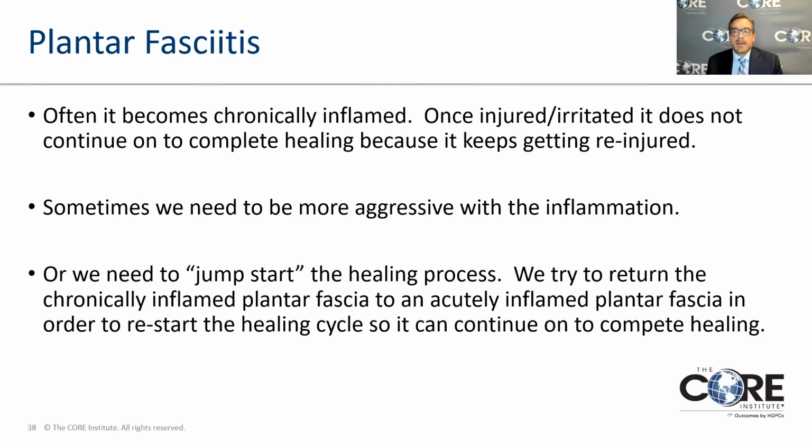By the time we see a person in the office, usually the plantar fascia is chronically inflamed already. With an injury, there is a healing cycle. With plantar fasciitis or different types of tendonitis, when an overuse or wear and tear injury occurs, instead of going on to complete healing, it gets stuck in the inflammatory phase, and this is what causes the pain.